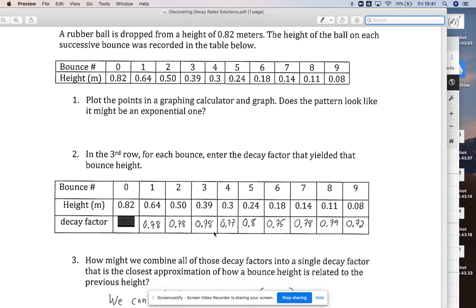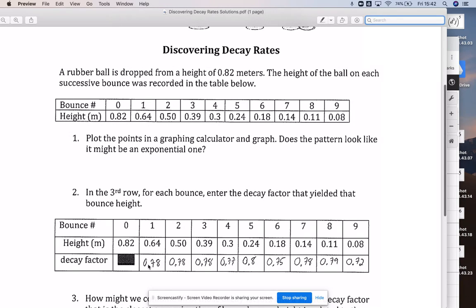Okay, so here we go. These are the decay factors that we had here. Notice that all of these decay factors are less than 1. 100% would keep it the same. If we were multiplying by 1 every time, this would stay 82 hundredths, 82 hundredths, 82 hundredths. But we're not multiplying it by 1. We're not multiplying it by a number bigger than 1, because that would make this number bigger. We're multiplying it by a number less than 1, which actually makes it smaller. So we are not increasing, we're decreasing it.